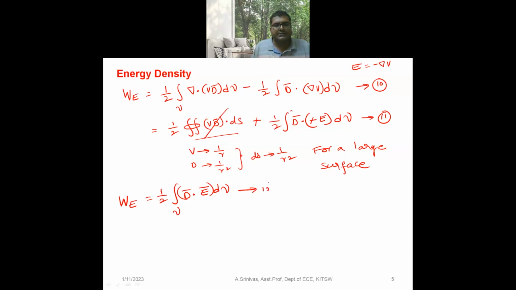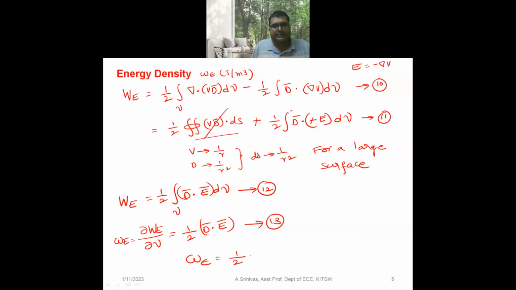Equation 12. And now differentiate equation 12 with respect to volume, that is, dou WE by dou V. Partially differentiating with respect to volume, it will become half into D dot E, and it is equal to the energy density. The energy density is small w subscript E. Units are joule per meter cube, and it is equation number 13. Once again, I will rewrite: energy density is equal to half into D dot E. The units are joules per meter cube.